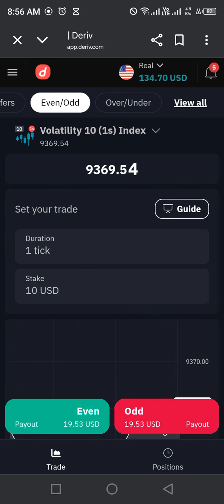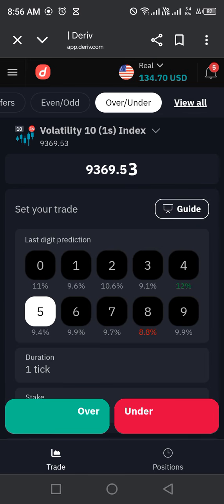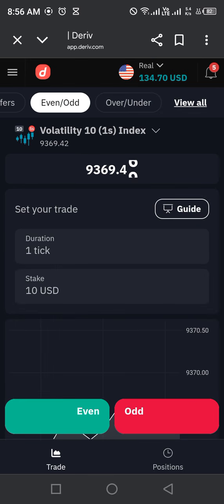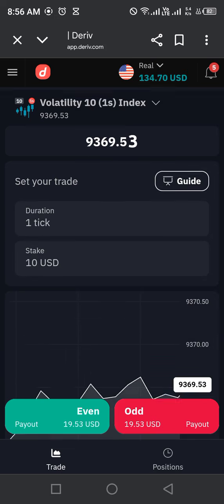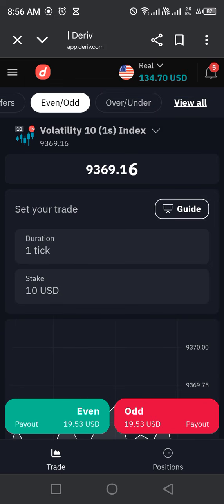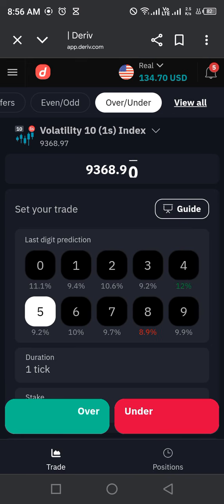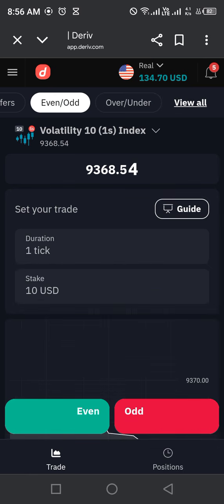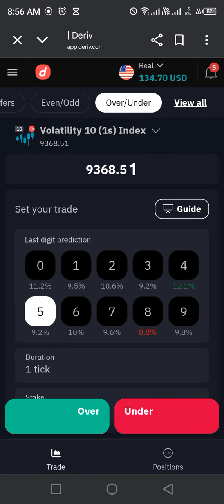After some time, go back to over under, count, and then go back to even odd. The percentages for even odd and over under, most of the time, are the same. So you don't have to struggle. If you cannot see the analysis tool whenever you're trading even odd with your phone, just come to over under and count as I've said, and then come back to even odd and execute your trades. That is simply how you trade even odd in Deriv.